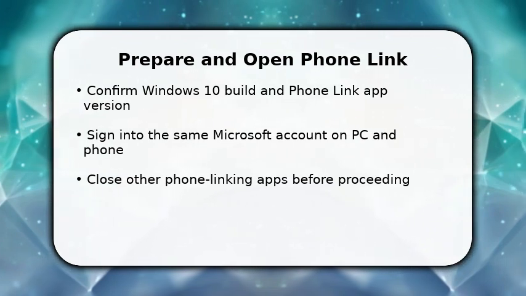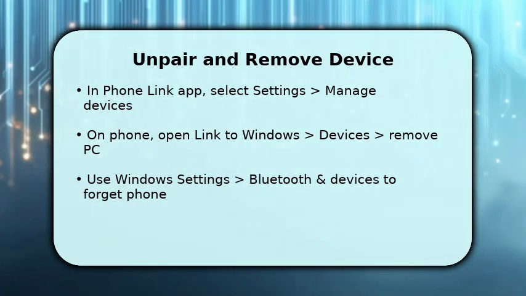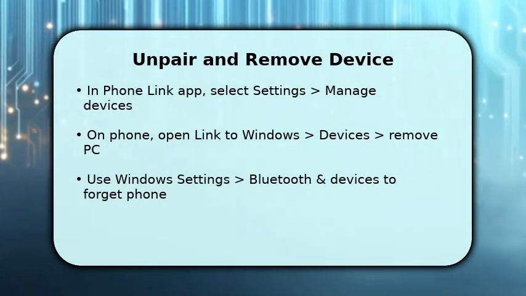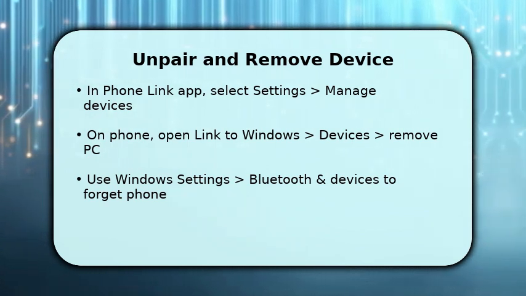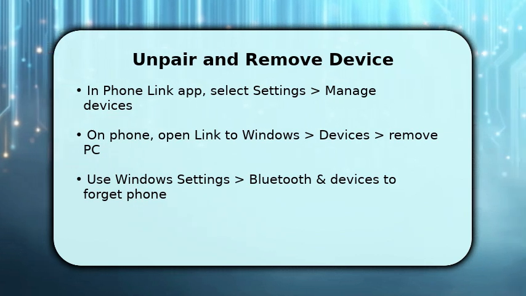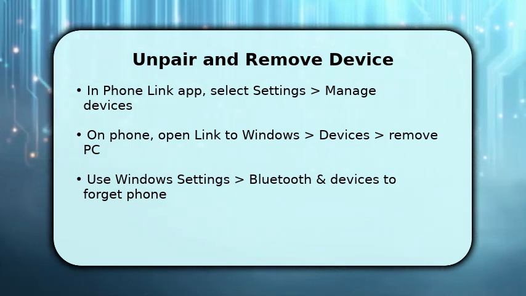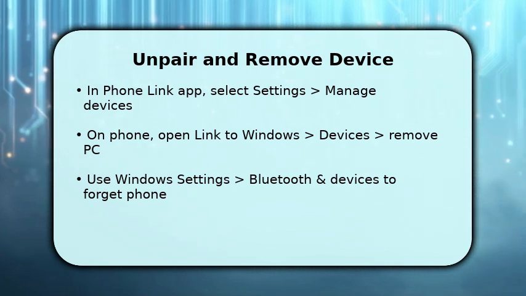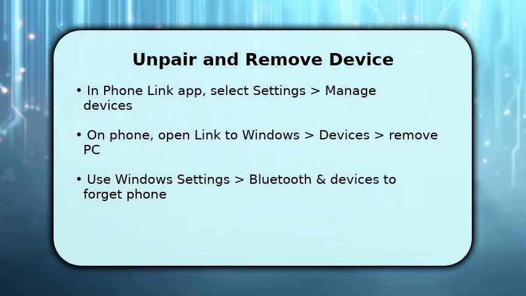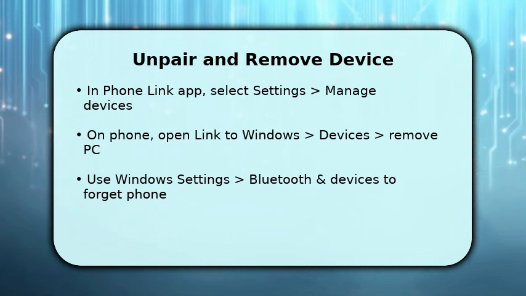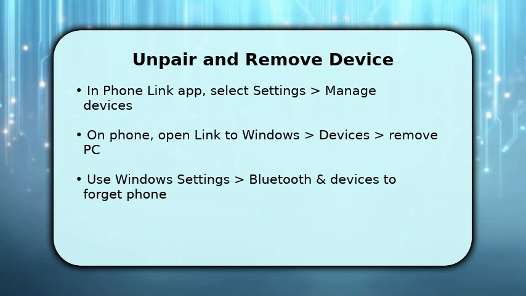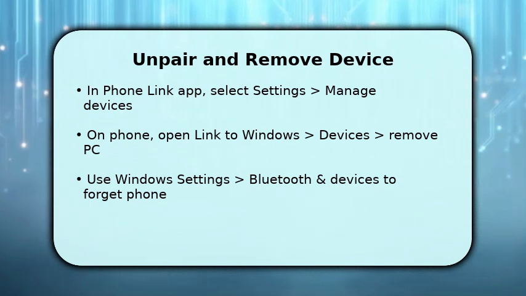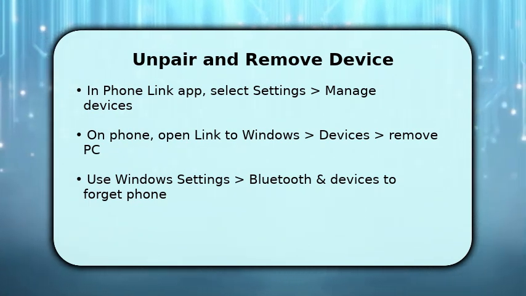Now you'll remove the connection from both sides. In the PhoneLink app on your PC, go to Settings, then Manage Devices, select the phone and choose Remove or Unlink. Confirm the action. On the phone, open Link to Windows or Settings for companions, locate the paired PC, and tap Remove or Forget. Make sure to also open Windows Settings, right arrow Bluetooth and Devices, and forget the phone if it appears. Doing each step ensures no residual pairing remains.